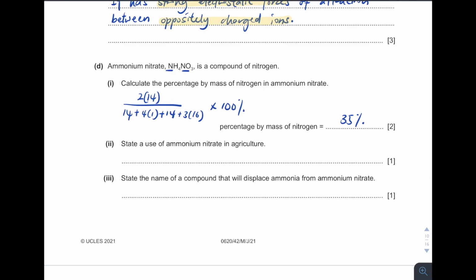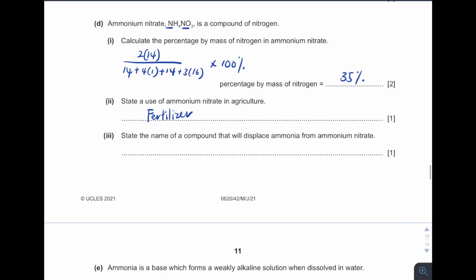Then what's the use of ammonium nitrate? Ammonium compounds are used to make fertilizer. And state the name of a compound that will displace ammonia from ammonium nitrate. What is the compound that will react with an ammonium salt to produce ammonia gas? It has to be alkaline. So it can be any alkali like sodium hydroxide, potassium hydroxide, calcium hydroxide, as long as it is an alkali.